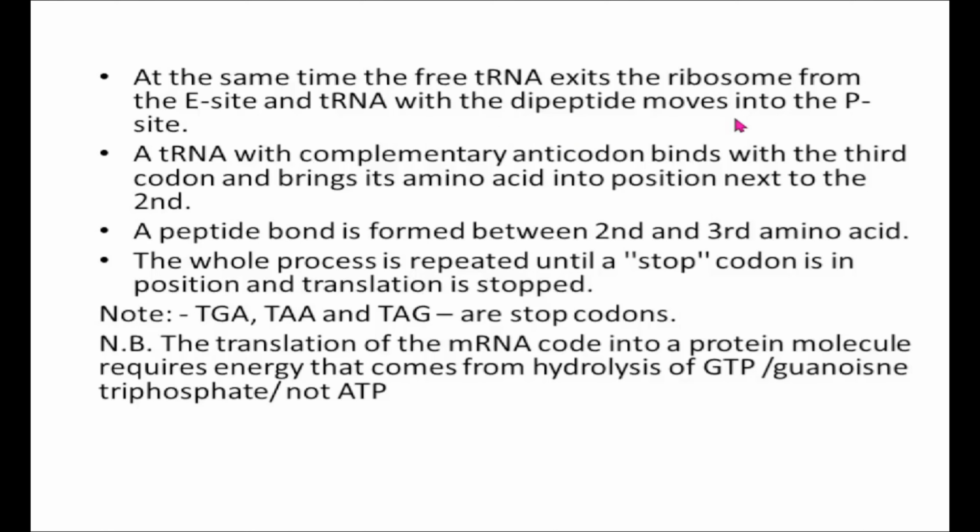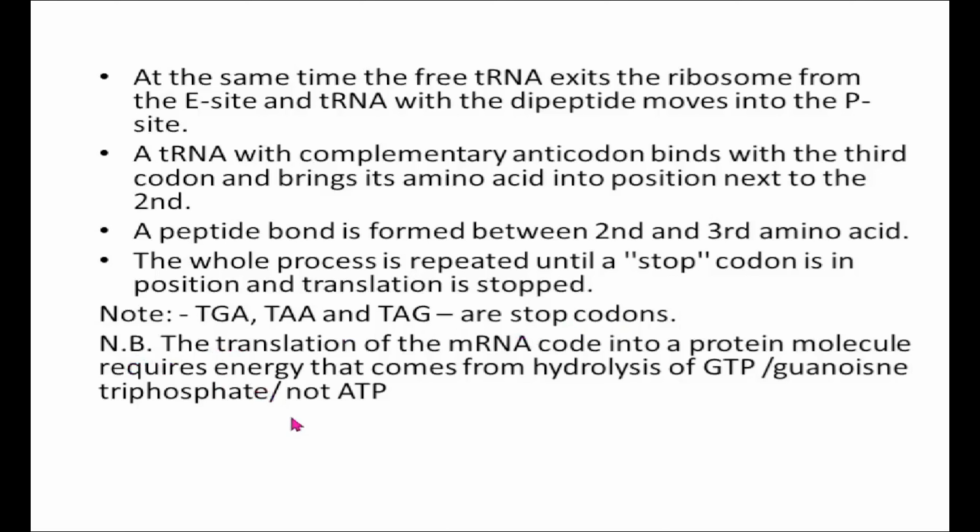A tRNA with a complementary anticodon binds with the third codon and brings its amino acid into position next to the second. A peptide bond is formed between the second and third amino acid, the same process. The whole process is repeated until a stop codon is in position and translation is stopped. Translation terminates when one of the three stop codons is encountered: TGA, TAA, and TAG are the stop codons we have discussed.